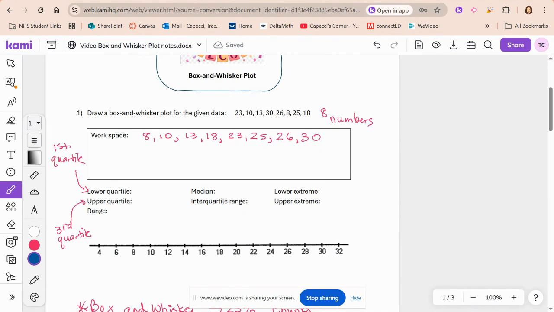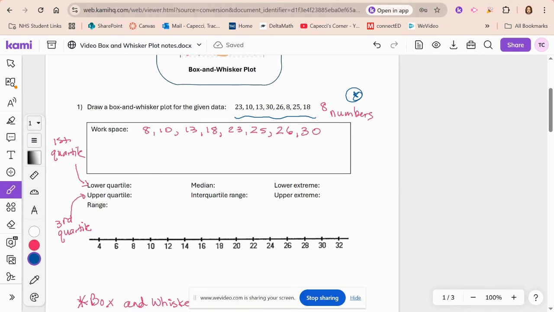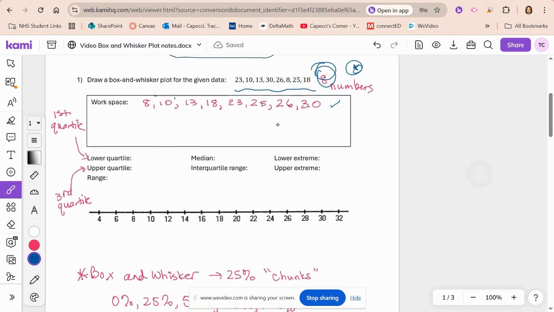So the first thing I like to do is count up all the numbers in my data points. There's 8, so that way I'm not forgetting any. Then what we do is we put them in order from least to greatest. And then I double check. I have 1, 2, 3, 4, 5, 6, 7, 8, which is good. I didn't miss any, right? I was supposed to have 8. I have 8, so I'm good.